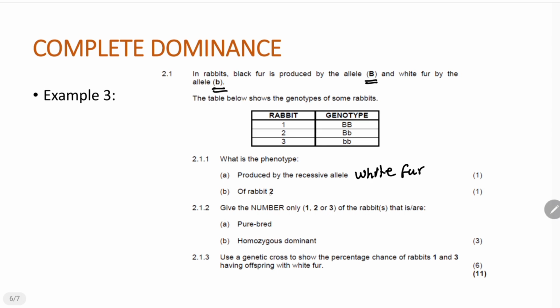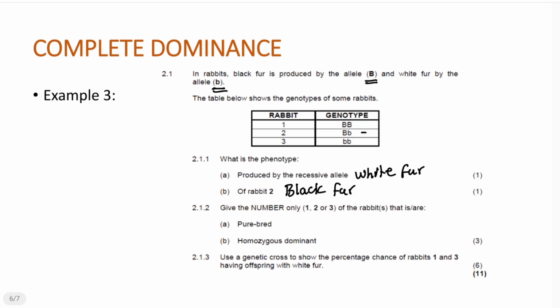What is the phenotype of rabbit number 2? Rabbit number 2 is capital letter B, small letter b. We know that in a heterozygous condition like this, the dominant allele will determine the phenotype, and the effects of the recessive allele are going to be masked, which tells me that rabbit number 2 is going to have black fur.